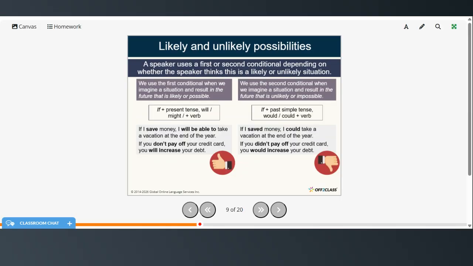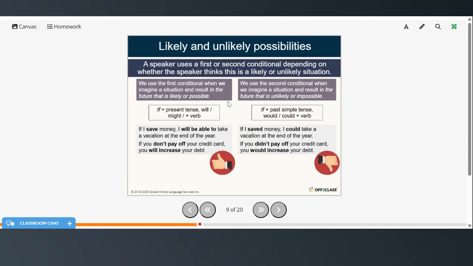A speaker uses a first or second conditional depending on whether the speaker thinks this is a likely or unlikely situation. We use the first conditional when we imagine a situation and result in the future that is likely or possible. We use if plus the present tense and either will or might plus a verb. If I save money, I will be able to take a vacation at the end of the year. If you don't pay off your credit card, you will increase your debt.